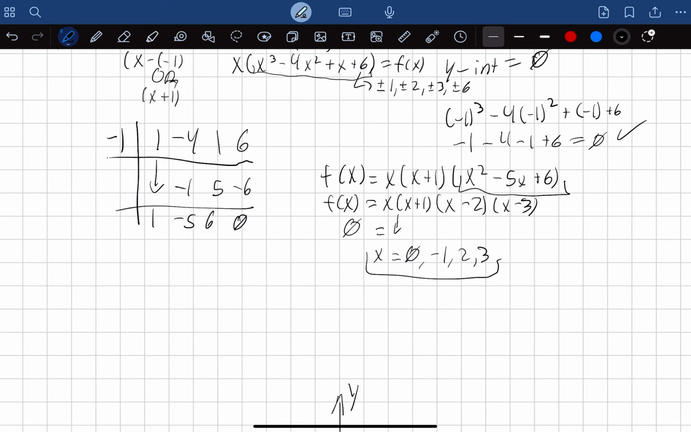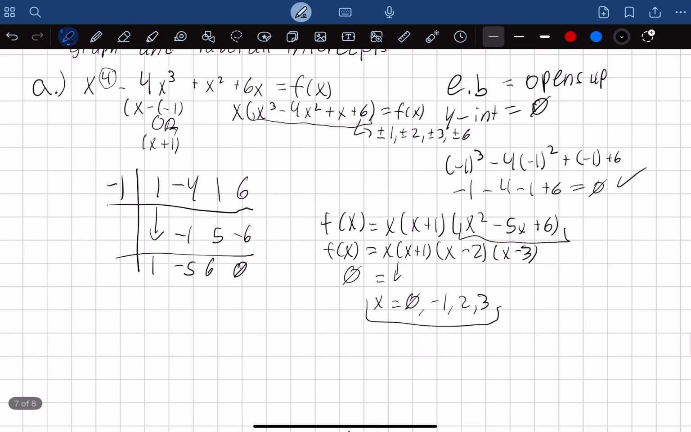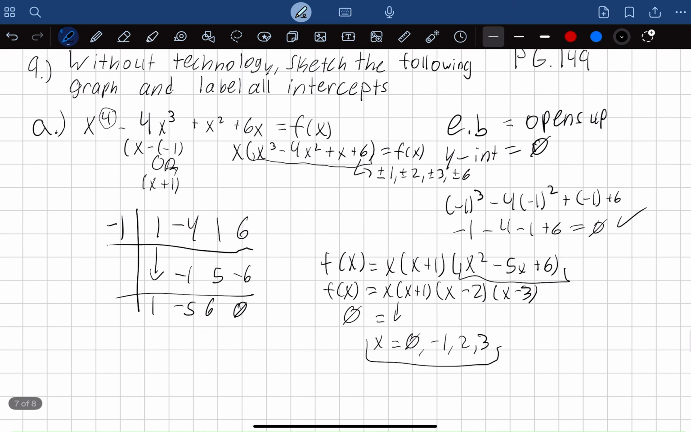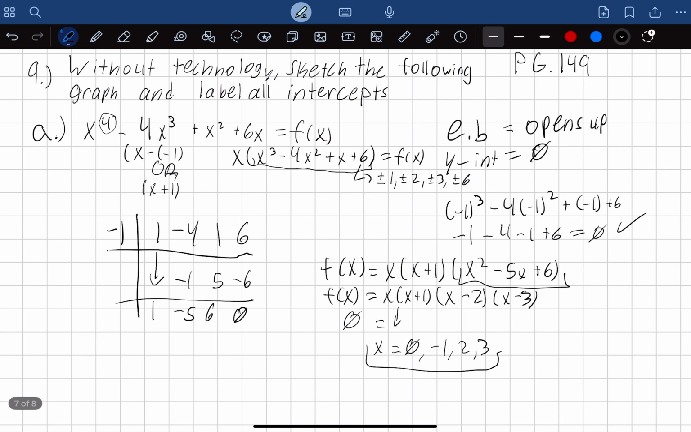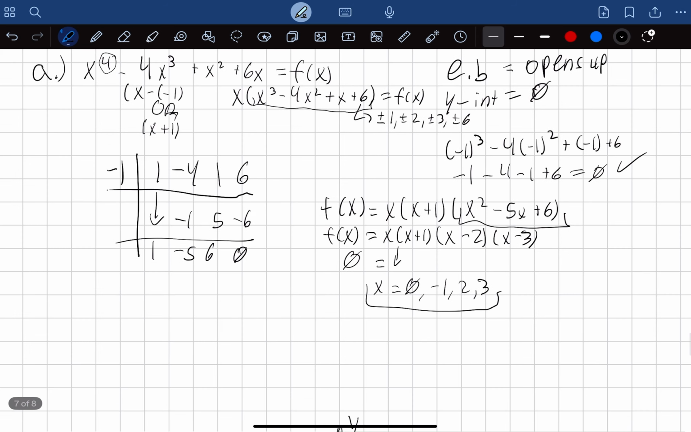Okay. Last thing to look at before we graph is to see if any of our intercepts have a multiplicity above 1. In this case, we don't, which means that when we draw, we're actually going to draw through our points rather than bouncing off them.